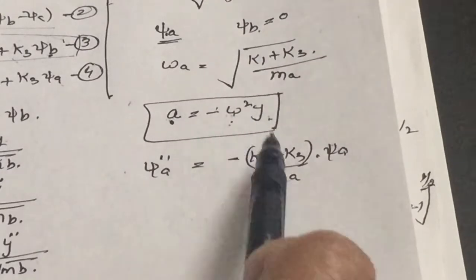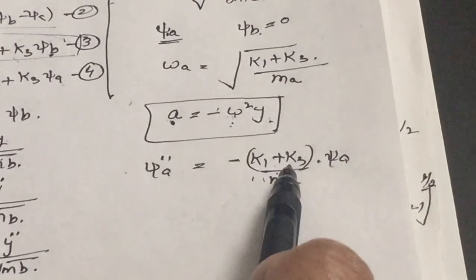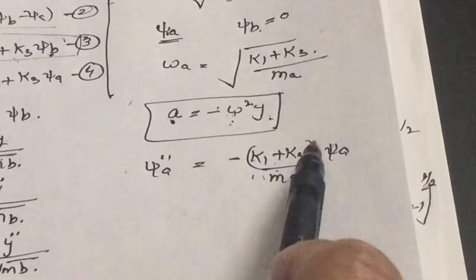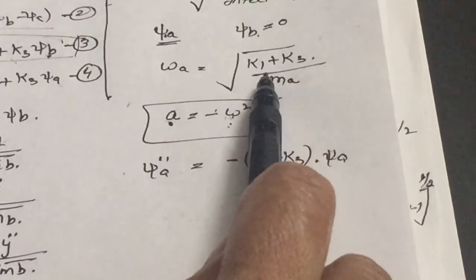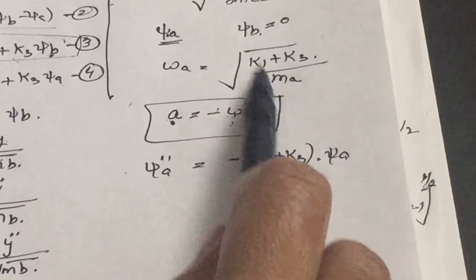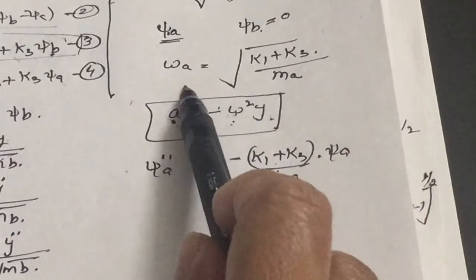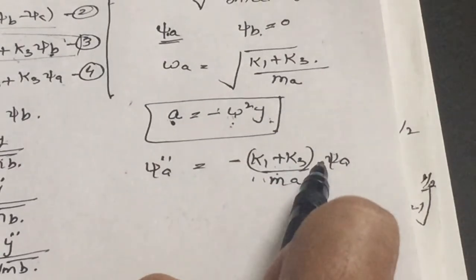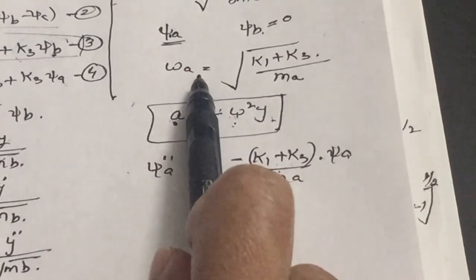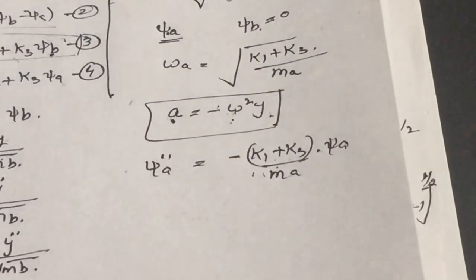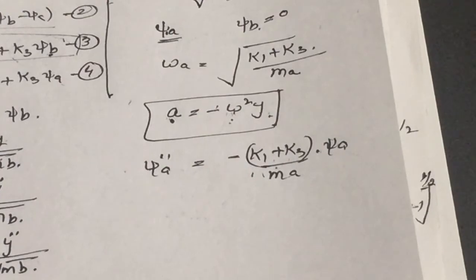It means this term is indicating omega square. If this is omega square, then what is omega? Omega is under root of this term, and we are here talking about the same thing. When the second particle is at rest and the first particle is showing a displacement of psi a, we get that the first particle is moving with this angular velocity.